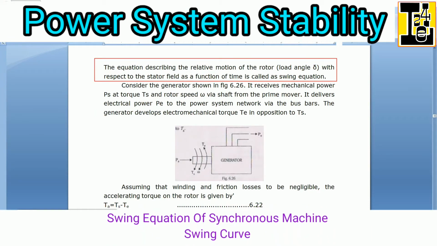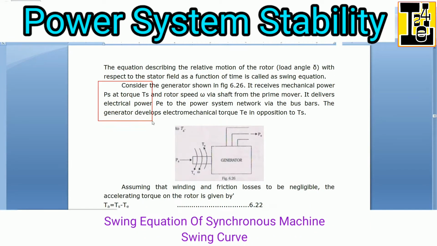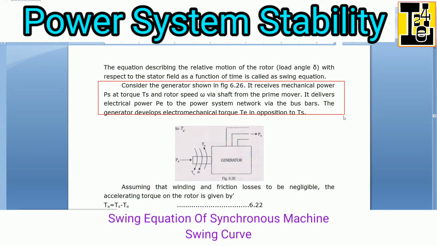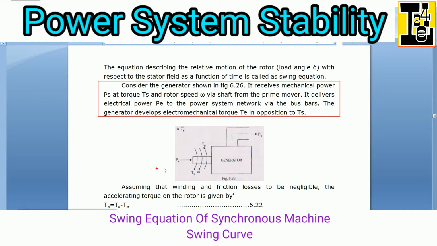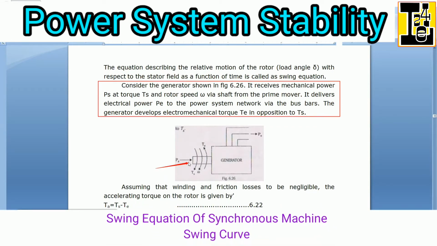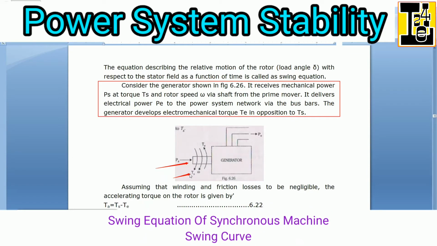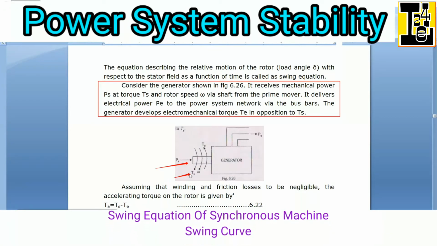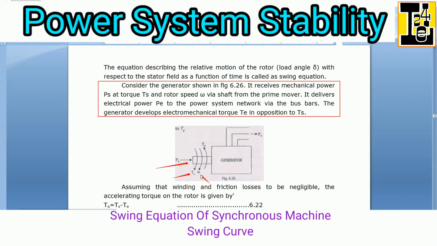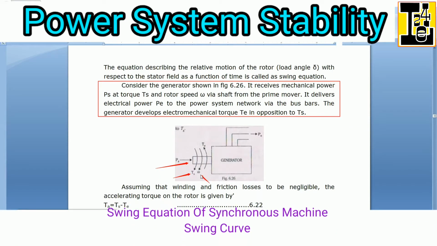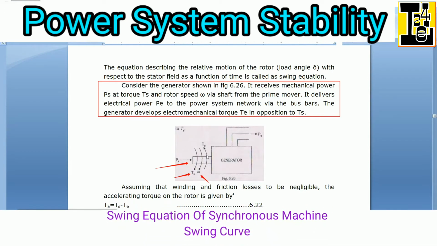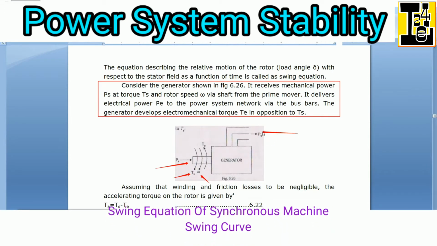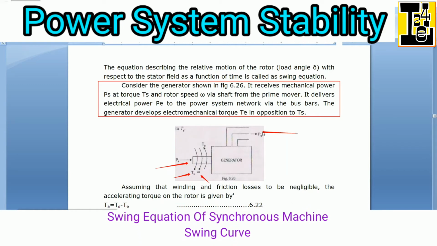Consider the generator which receives the mechanical power PS at torque TS and rotor speed omega via shaft from the prime mover. It delivers electrical power PE to the power system network via the bus bars.